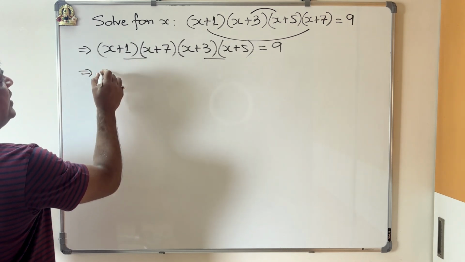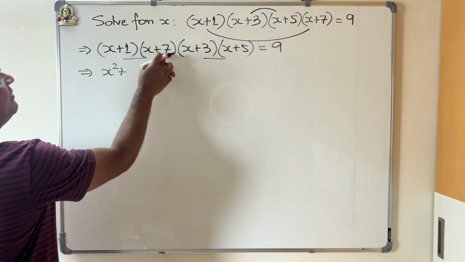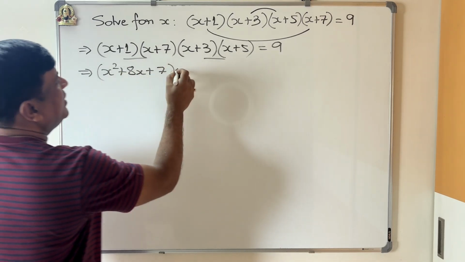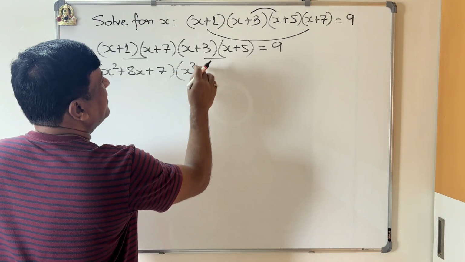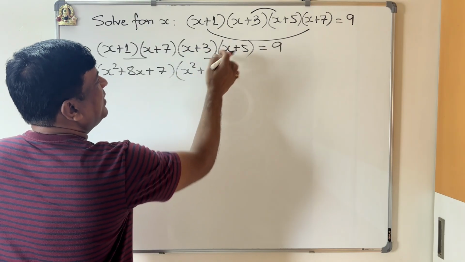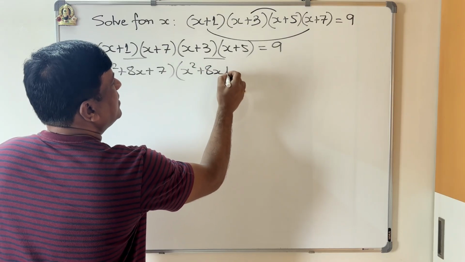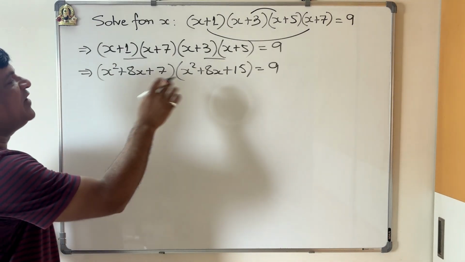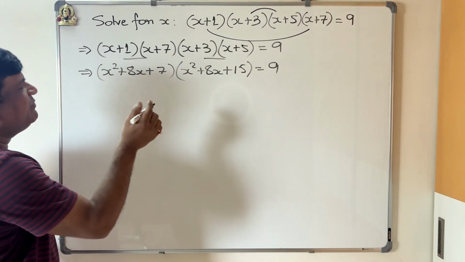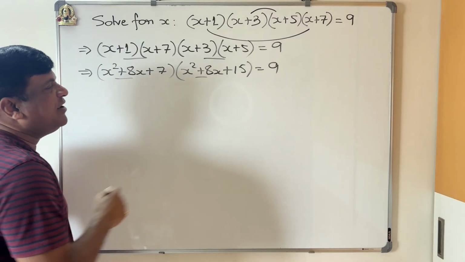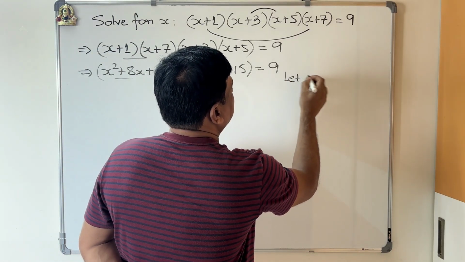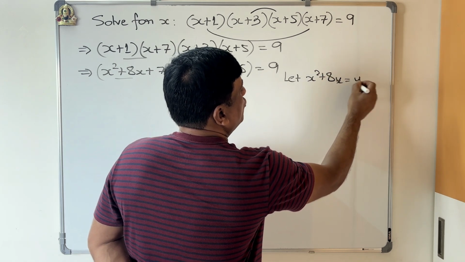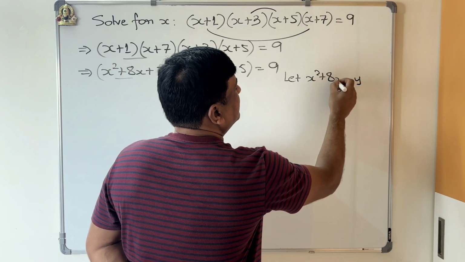What do you get? You get x square plus 7x plus 1x, which gives you 8x plus 7. Similarly, when you multiply these two, you get x square plus 5x plus 3x, which gives you 8x plus 15, equal to 9. Now, can you find a pattern which can be substituted? Look at this one. So let x square plus 8x be equal to y. Let's substitute that.